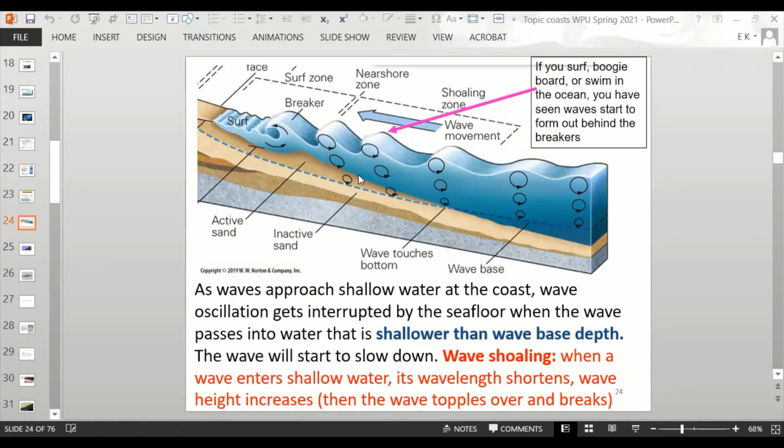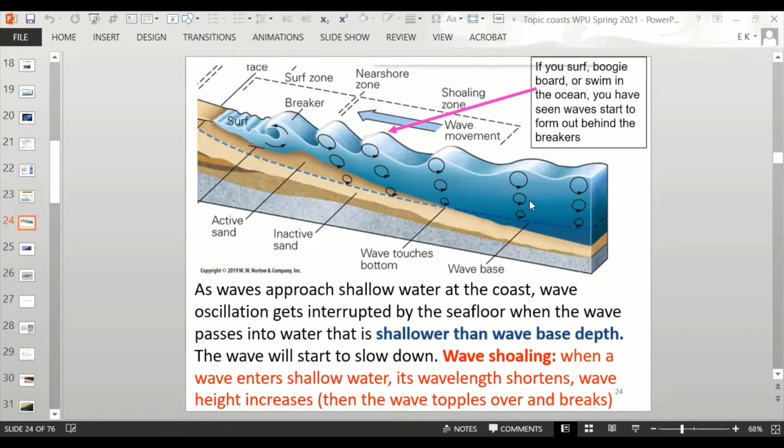And then as that wave goes into more and more shallow water, the wave is going to form a breaker, which is steep. It's like a steep wall of water. And then that topples over and crashes. So this whole process is called wave shoaling.